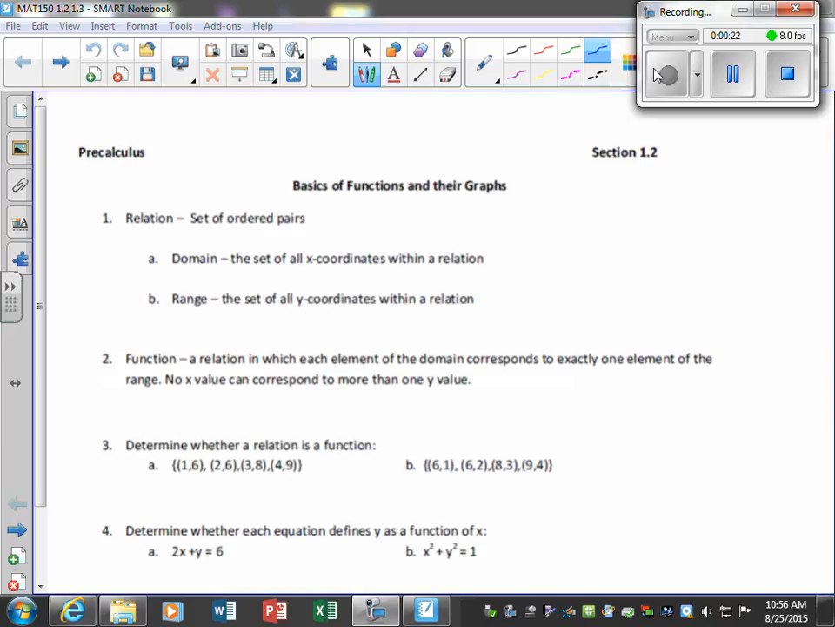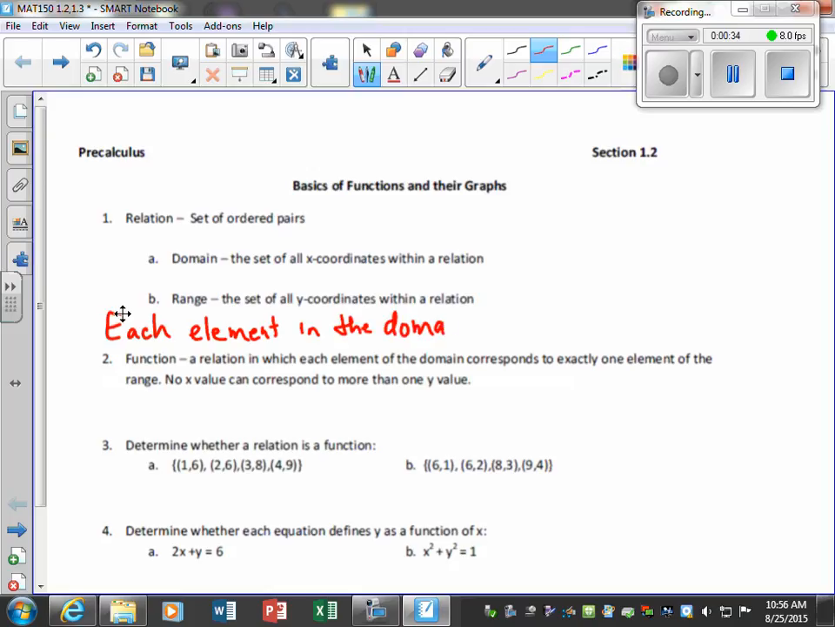And basically what we want to remember there is that each element in the domain corresponds to exactly one element in the range.